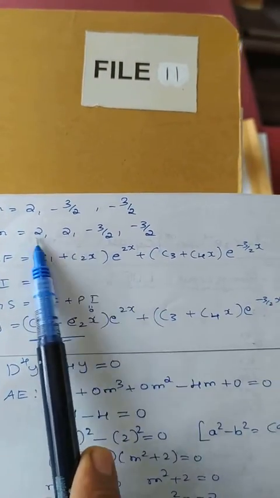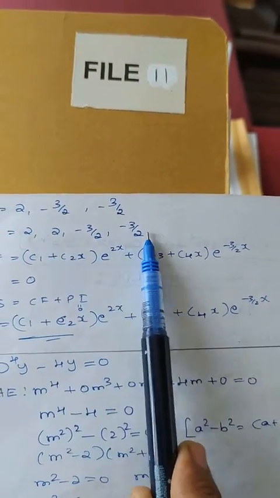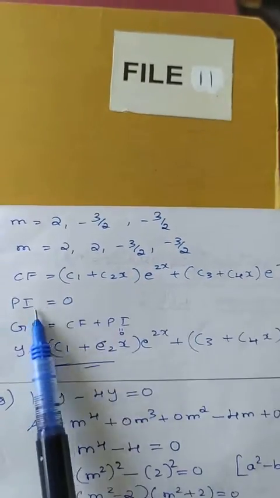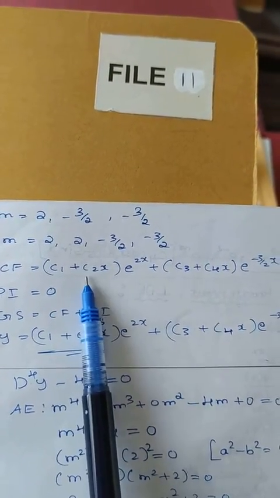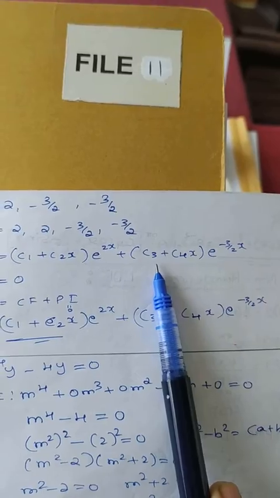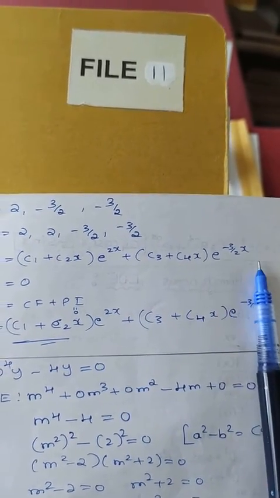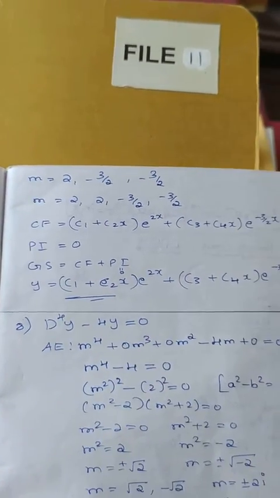Now, the first 2 roots are real and equal. The next 2 roots are also real and equal. Write the CF: C1 plus C2 x into e power 2x plus C3 plus C4 x into e power minus 3 by 2 x. Okay, write the general solution.